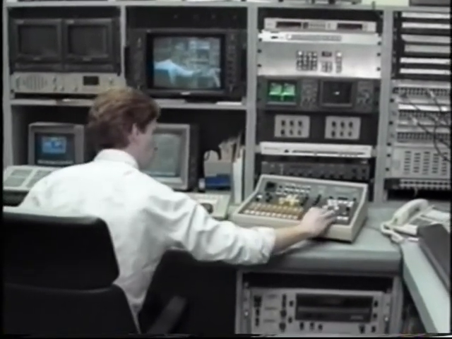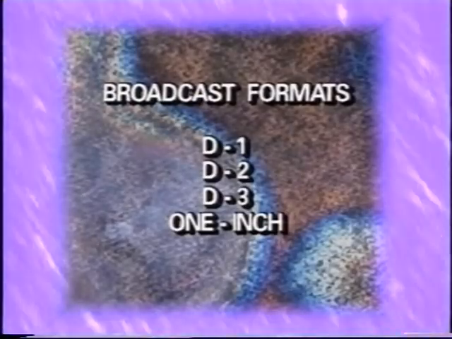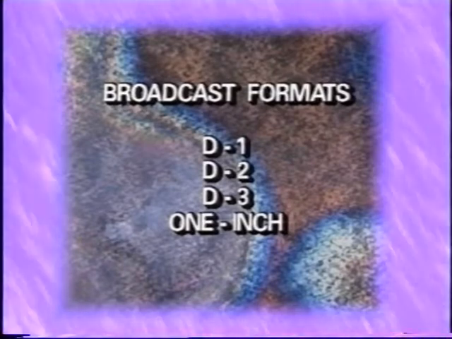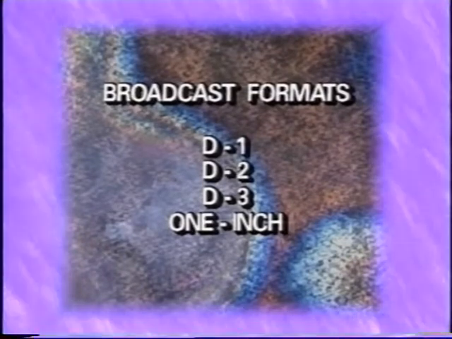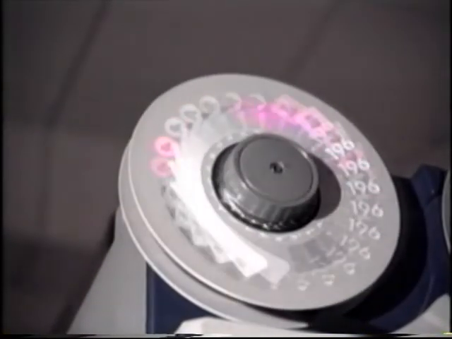Of course, there are a few formats that are still considered top-of-the-line broadcast formats. These include D1, D2, D3, and 1-inch. These formats have tremendous costs associated with them, so only broadcast facilities currently utilize them. There are a number of other formats to consider, and these include Betacam SP, 3/4-inch SP, High 8, Super VHS, ED Beta, VHS, and 8mm.